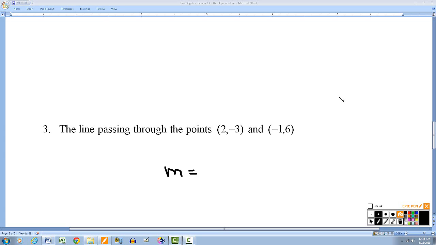If I choose to make negative 1, 6 the first point and 2, negative 3 the second point, then I do the same thing, except the subtraction is reversed. It would be negative 3 minus 6, and then 2 minus a minus 1 in the denominator. But in this case, I'm going to say first point, second point. So it would be 6 minus a minus 3 over negative 1 minus 2.